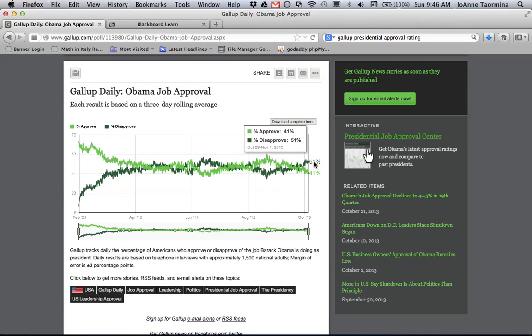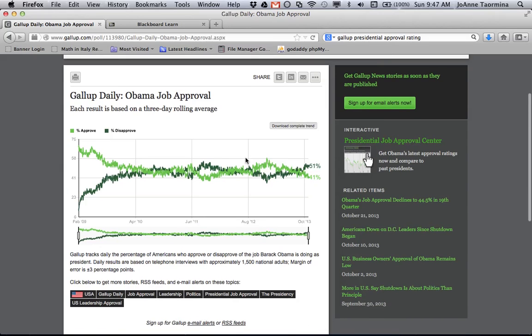Now today, it's a 41% approval rating and a 51% disapproval rating, and this is conducted all the time, so depending on the election season or current events that are going on, you can go and see how the president's approval rating changes. And again, the poll doesn't change. It's still 1,500 national adults with a margin of error of plus or minus 3 percentage points.